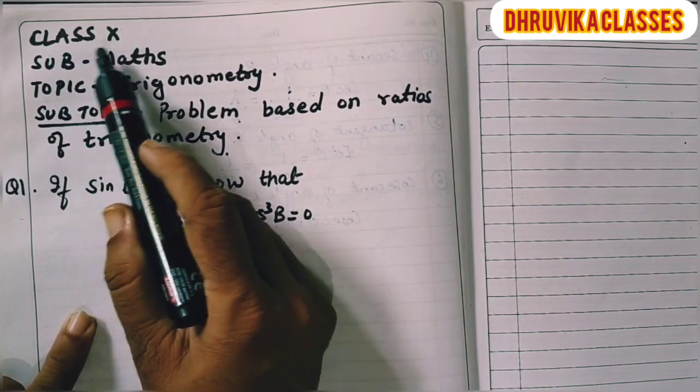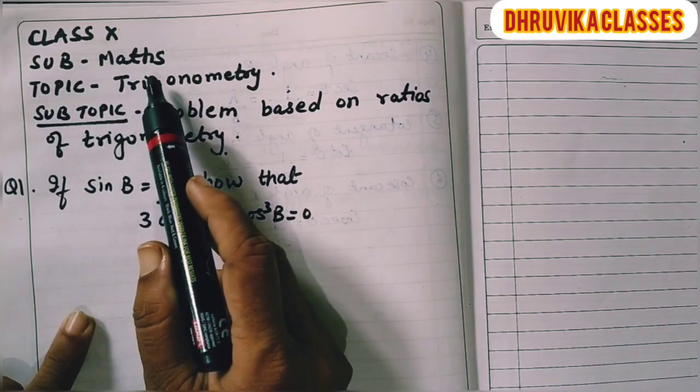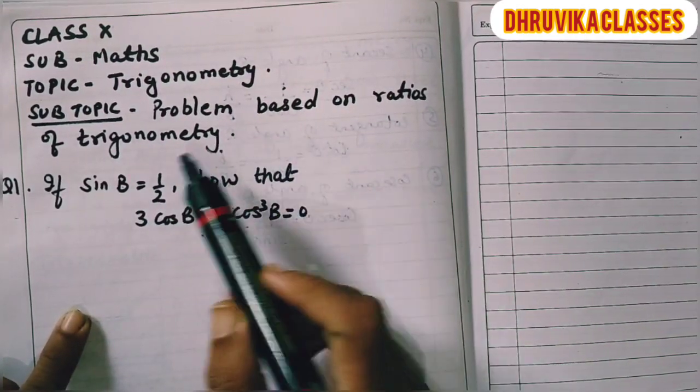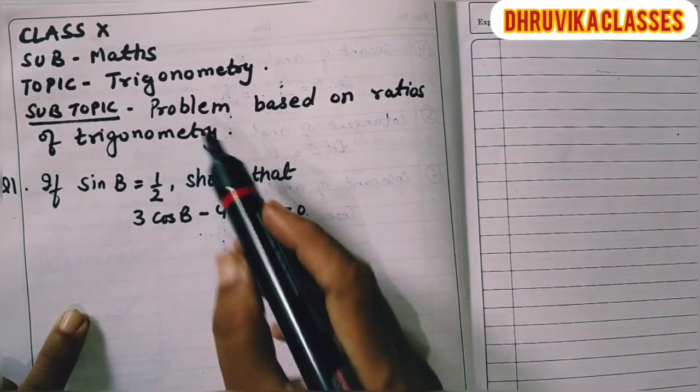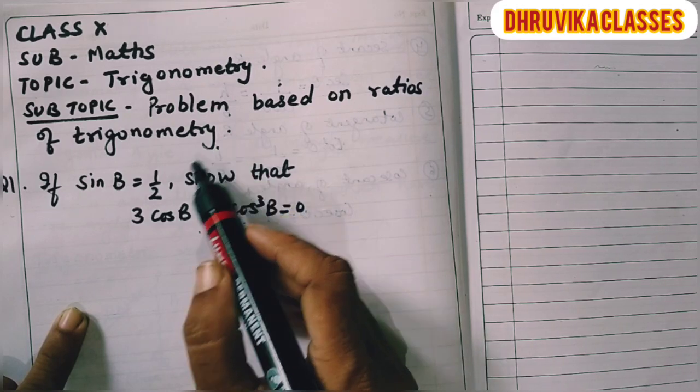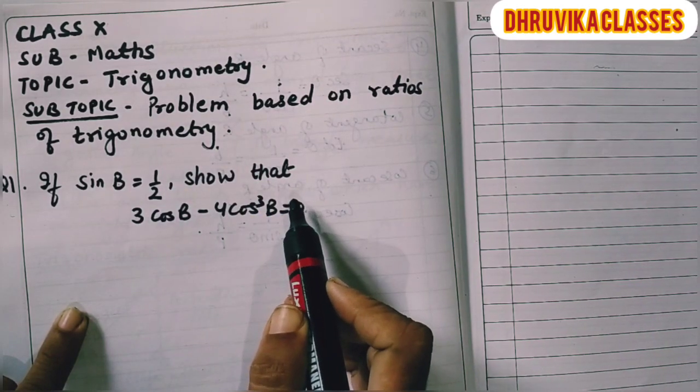This is class 10th lecture. Subject is maths, topic trigonometry, subtopic problem based on the ratios of trigonometry. In the previous two classes, we were discussing the ratios of trigonometry. Now we solve problems related to it.